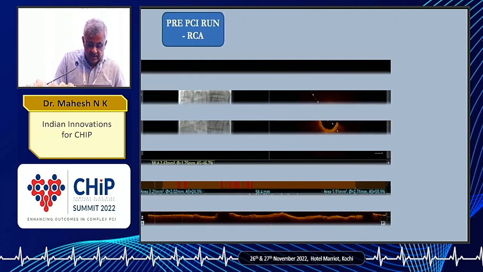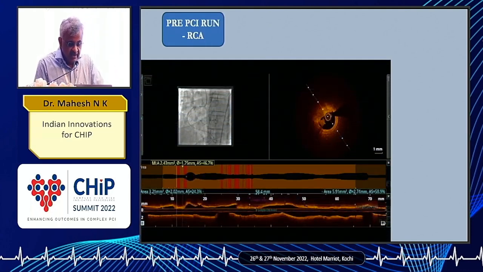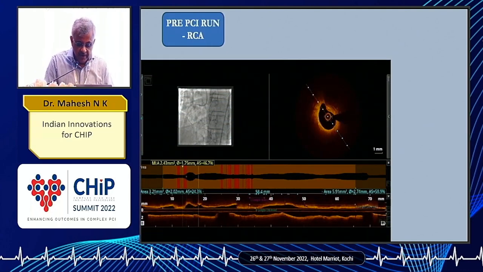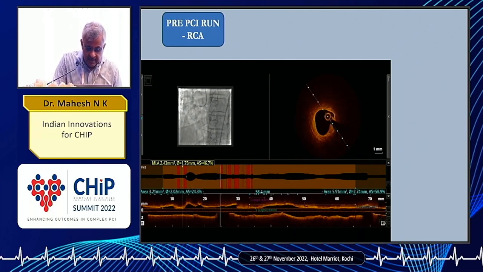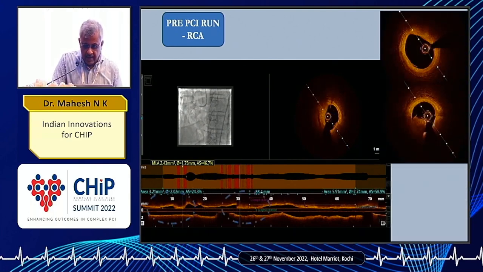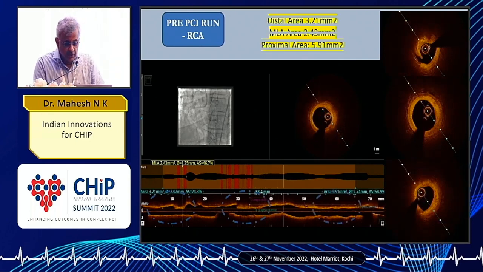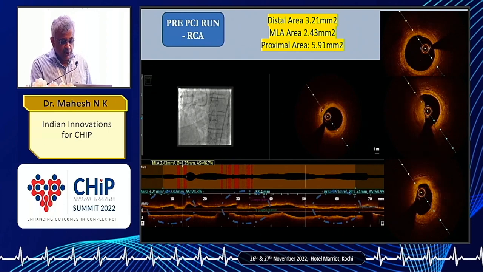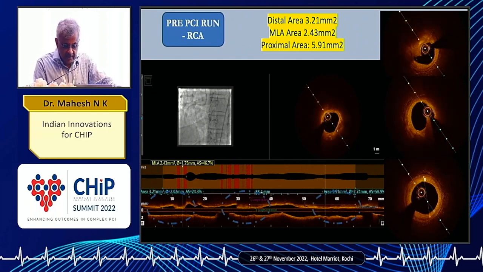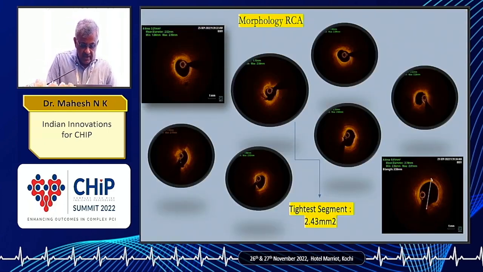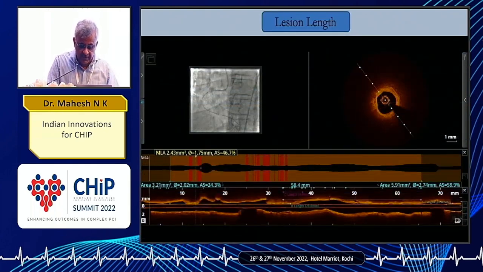So this is an RCA, which is a very long RCA lesion, extremely diffusely diseased, well prepared with IVL and calcified disease. So I got a long way to go. Anyway, distal area was 3.21, MLA was 2.4, and proximal area was 5.9. The tightest segment of the RCA was 2.43, and the total length was about 58.4.